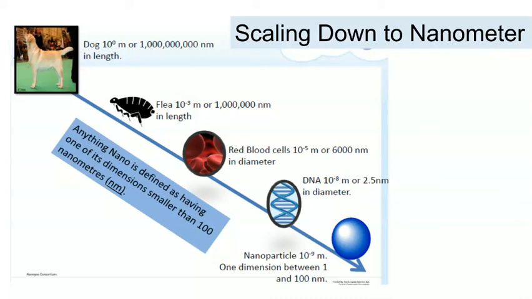Red blood cells lie in the range of 10 raised to minus 5 meter. If you want to know its diameter, it is in the range of 6000 nanometer. For DNA, the radius is 2.5 nanometer. And a nanoparticle is basically a material whose three dimensions, or at least one dimension, lies in the range of 1 nanometer to 100 nanometer.